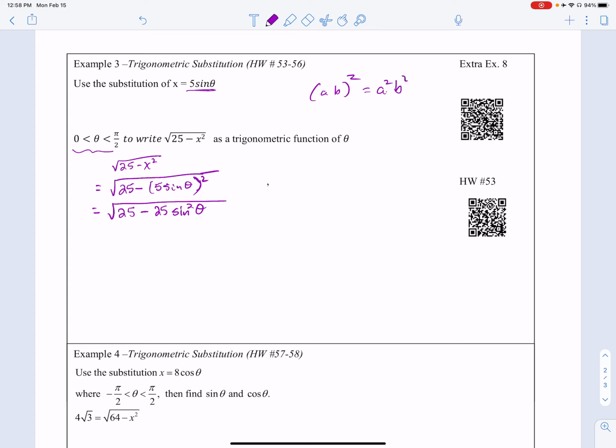Now the trick is to notice that I can factor out a 25. By the way, this is not just 5 minus 5 sine theta. That is not true. The square root of a squared minus b squared is not a minus b. You can't do that with differences or sums. They're not equal. But what you can do is factor out a 25 underneath the radical and have 1 minus sine squared theta.